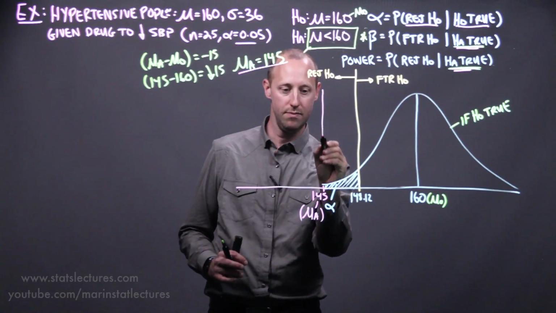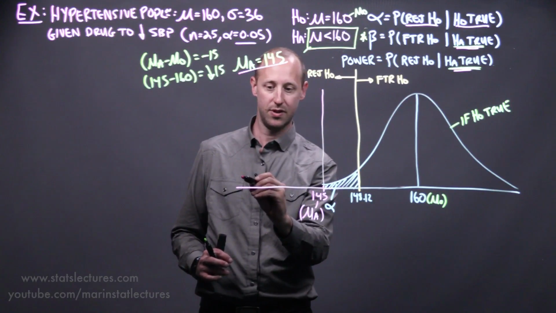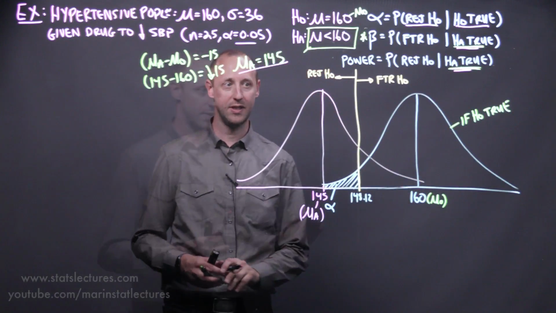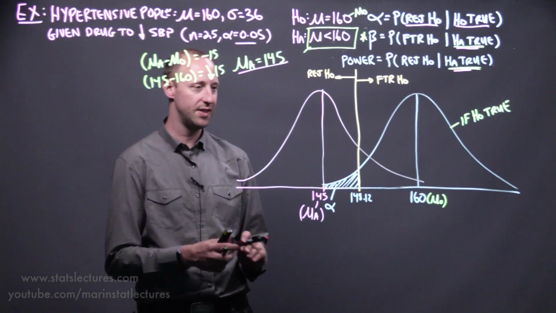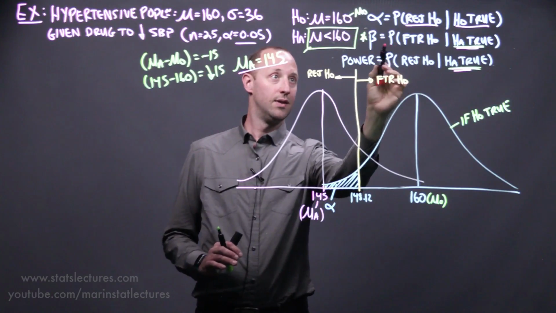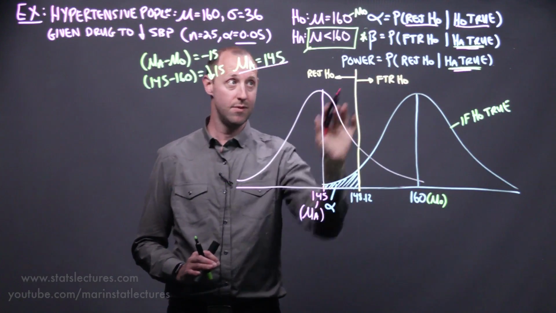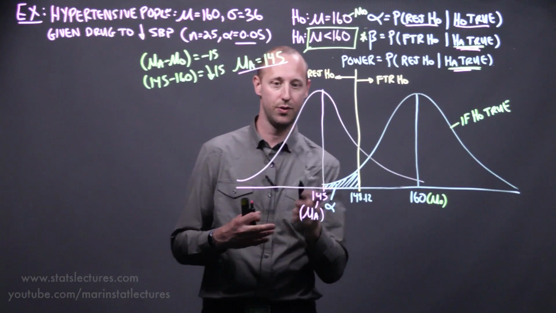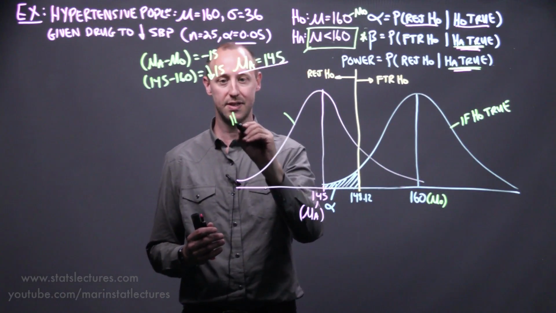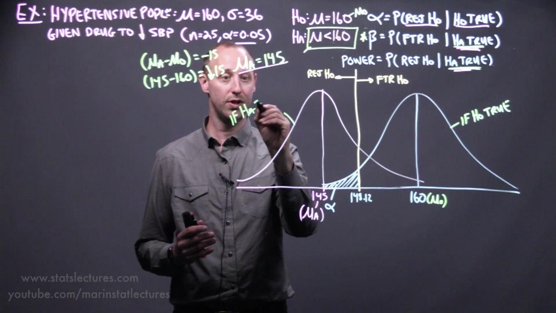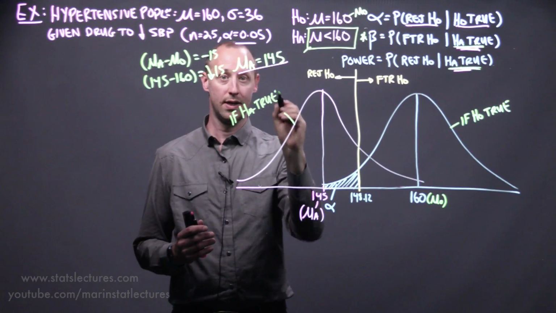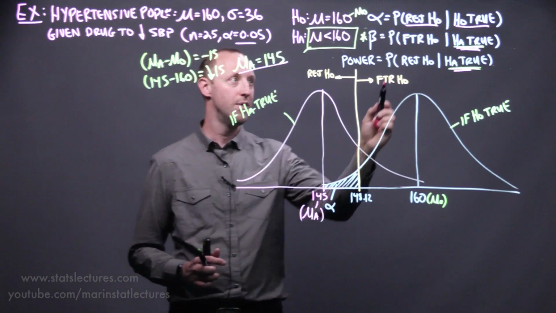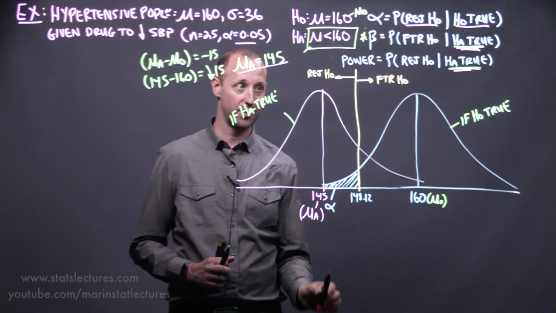And if we were to draw the sampling distribution here, it would look approximately like this. Now, looking at this, let's highlight beta on this graph. If the alternative hypothesis is true, so maybe let's label that here, if the mean has decreased down to 145 now, what's the probability of failing to reject the null?